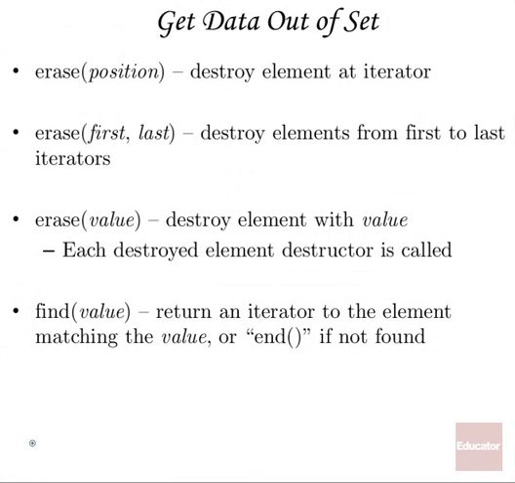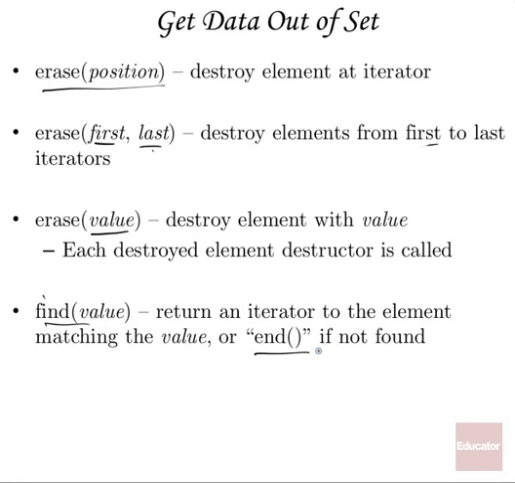Now let's get some data out of the set. We'll go to a particular position, erase it. It will be destroyed. If it's a class object with a destructor, the destructor will be called. Go from the first to the last. Those, again, are iterators that are pointing into your set of specific objects. Give it a value. It will find that value in the set and destroy it. Or you could find a given value to get an iterator. So you can call find a couple of times to get the first one and the last one and erase them and perform it from the first to the last. If it doesn't find it, it will return the end.